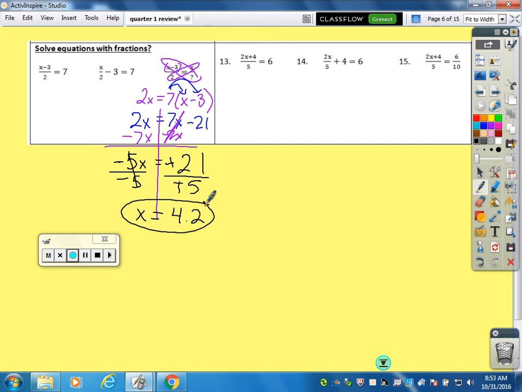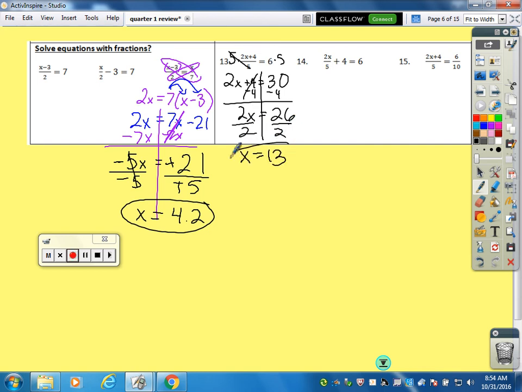Now take a moment, try these out over here on your own. I'm going to go on and try it now. So for this first one, I see that big old fraction bar, so I know I need to multiply both sides by 5. Gone. Now I have 2x plus 4 is equal to 6 times 5, which is 30. Next step, two-step equation. I need to get rid of this 4, and then I have 2x is equal to 26. Divide by your 2, and you get that x equals 13.